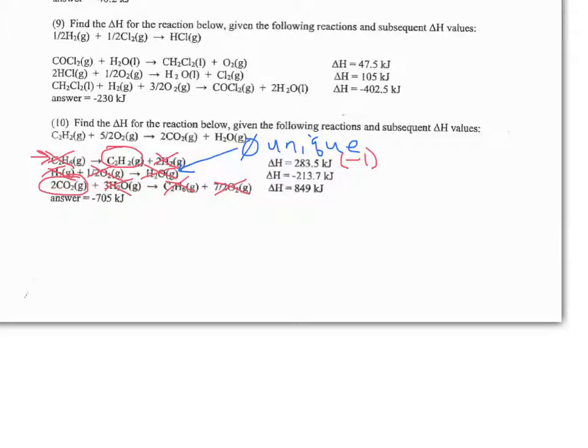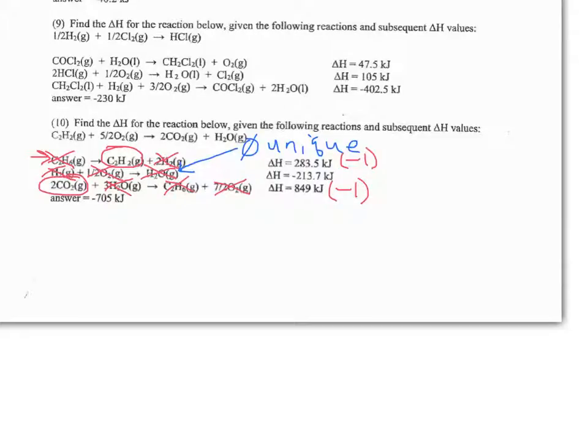Number 3, the two CO2s, in the target equation, we do have two CO2s, so we have the right number of them, but the two CO2s are on the product side, not the reactant side. So again, we're going to have to flip that equation. So we're going to multiply that last equation by -1.